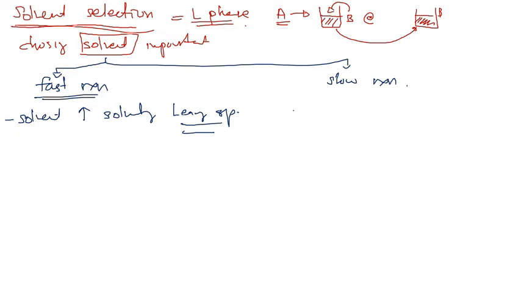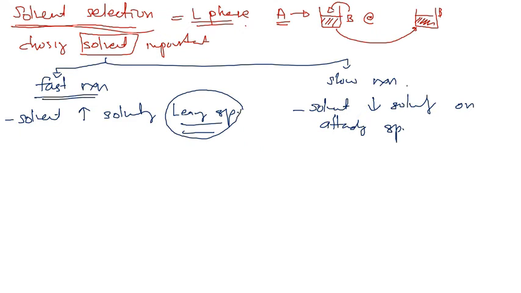While with slow reactions, your solvent will have lower solvating effect on the attacking group. It means that when you have a fast reaction, your solvent has more solubility for your leaving group. So the leaving group easily dissolves in your solvent, that's why it leaves easily. When it leaves easily, you have a fast reaction. For the slower reaction, your solvent has lower solvating effect on the attacking group, meaning it has lower solubility.